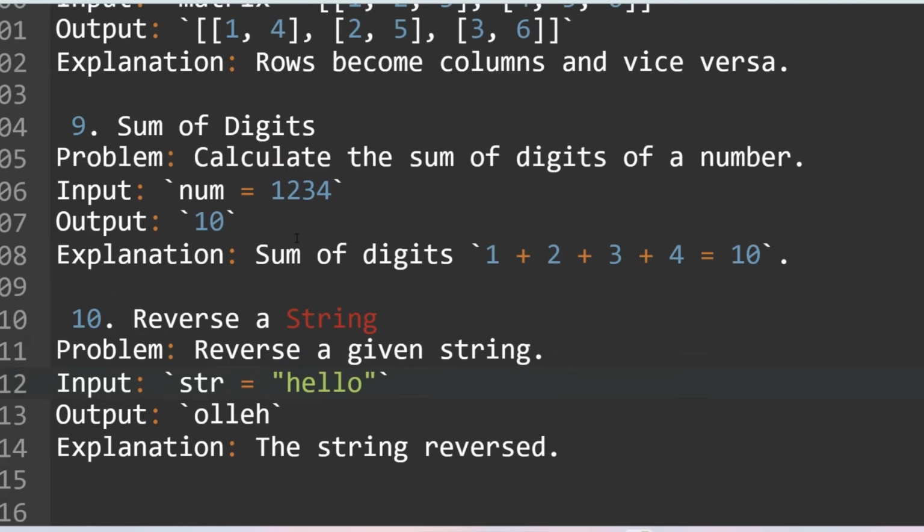Okay, so ninth problem is sum of digits. You have to calculate the sum of the digits you are given in input. So in input 1 2 3 4 and output is 1 plus 2 plus 3 plus 4, that is 10. So output will be 10. And this is the root problem of many other coding questions.